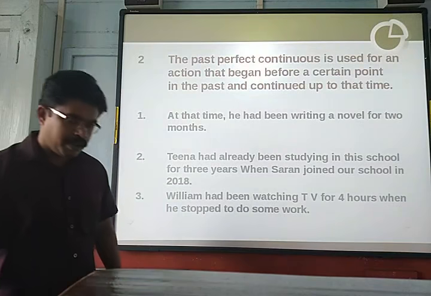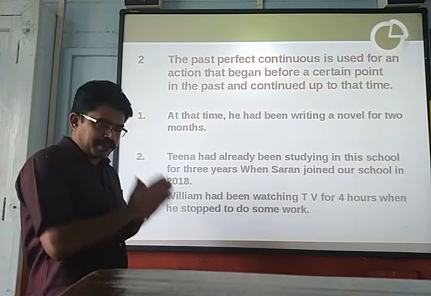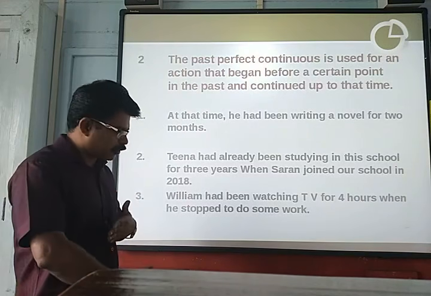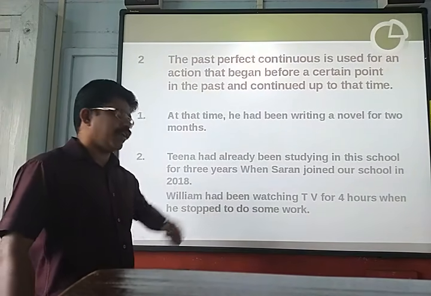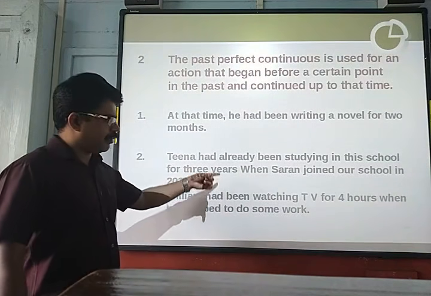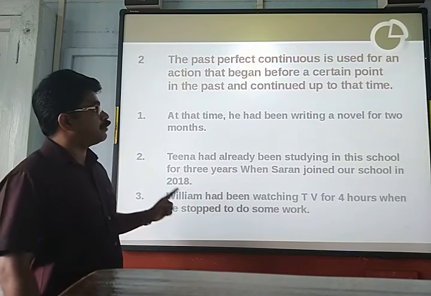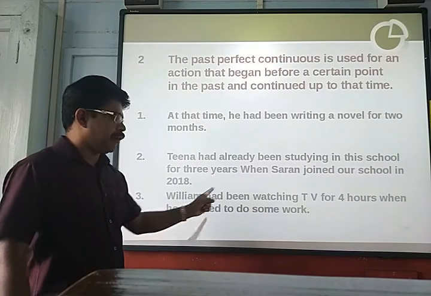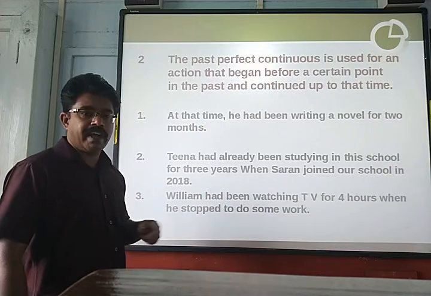So therefore, if he has gone for some other work, that shows that he has already stopped that activity. So that activity also has completed. So an activity completed in the past, another activity has been continuing. So in that situation, we use past perfect continuous. He had been watching. So we cannot use has been.